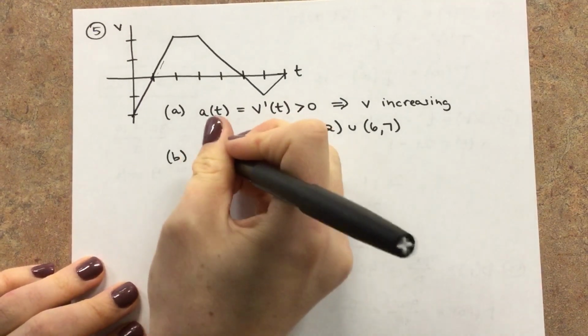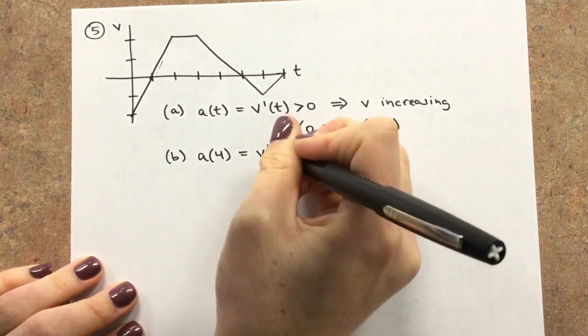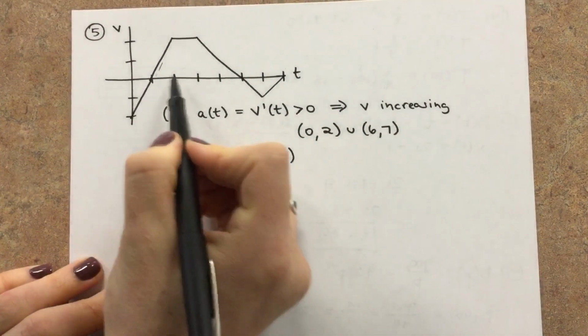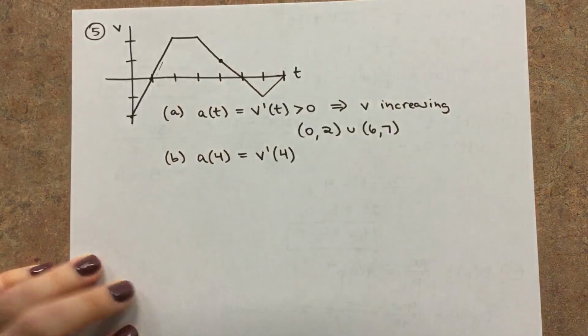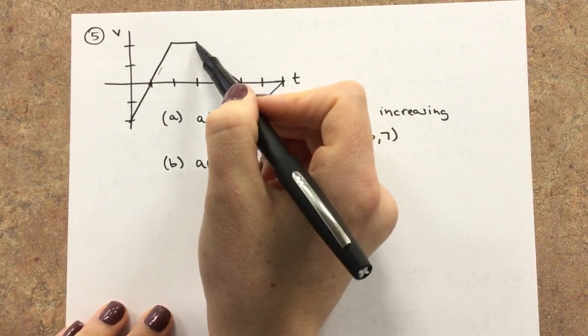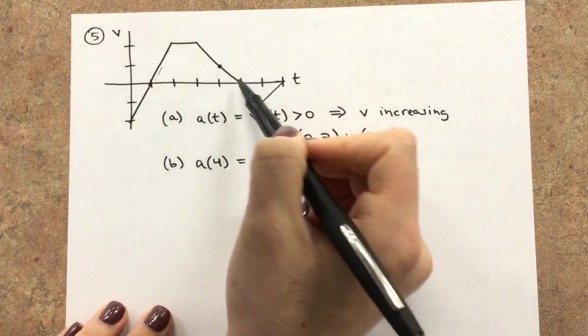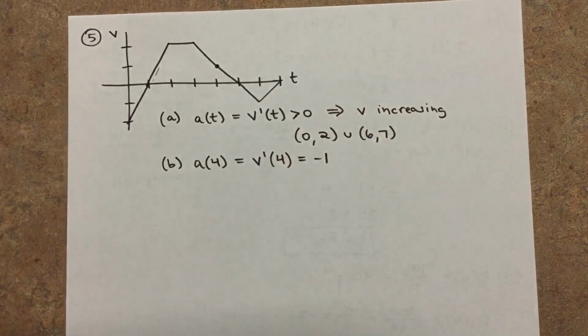Okay, so the acceleration at t equals 4, meaning that is the derivative of velocity at 4. So 1, 2, 3, 4. That is what we're looking at, this point right here. And we can just check the slope, right? From this point to this point, we are going down 2 units, to the right 2 units. So that's a slope of -1. So our slope is -1.